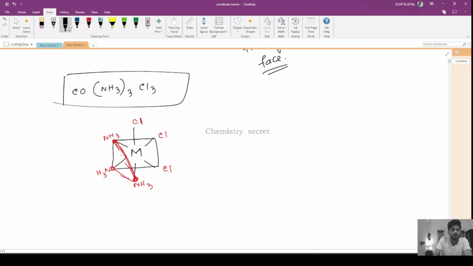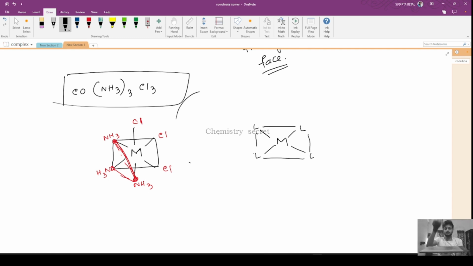If we draw the octahedral structure properly, it is actually a 3D structure, so in 2D it is quite difficult to draw. If we consider a writing pad as the complex, then the metal is present at the center of the writing pad, and the four corners are occupied by four ligands. One ligand is upside the plane, and one ligand is attached downside the plane.